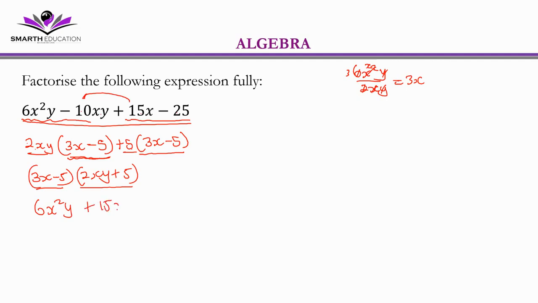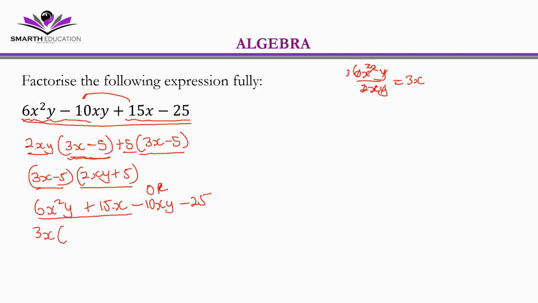Okay, so we have factorized here, but also we can move this 15x, so it becomes 6x squared y plus 15x. This is an alternative method. Let me say here, and then minus 10xy minus 25. And then the highest common factor here between 6x squared y and 15x is 3x. So we factor out 3x.